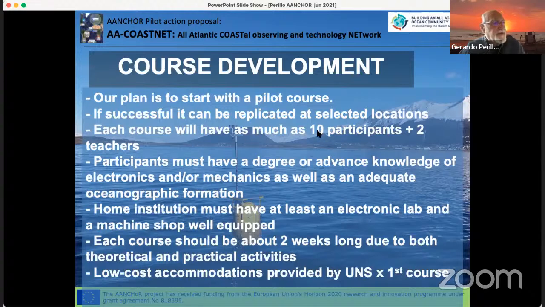Originally, we were thinking about 10 participants, but due to the economic restrictions, probably we'll have as many as 5 participants. And we look for people who have at least an advanced knowledge of electronics and mechanics, as well as adequate oceanographic information. The home institution might have some electronic lab or machine workshop, so they will be able to reproduce the sensors. And we were thinking about a 2 weeks long course where we can provide them both theoretical and practical activities. And at least for the first course, we are able to provide low-cost accommodations for the students.